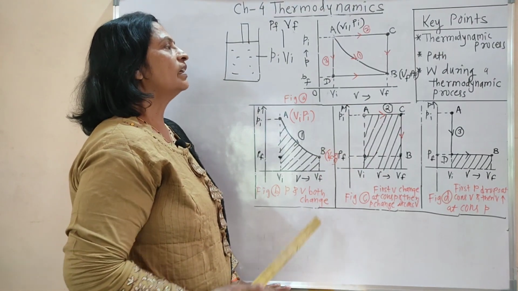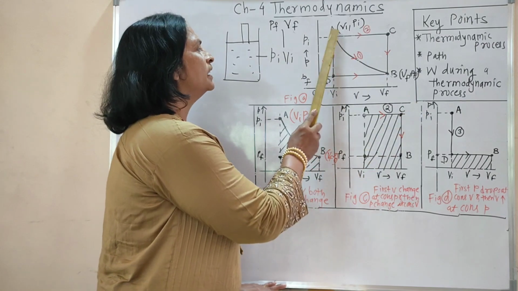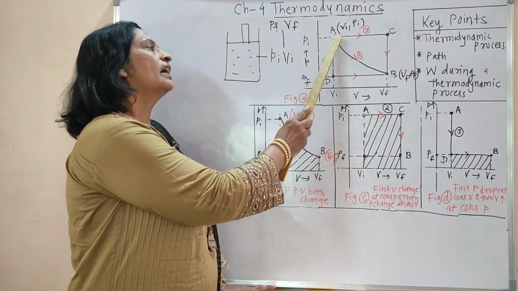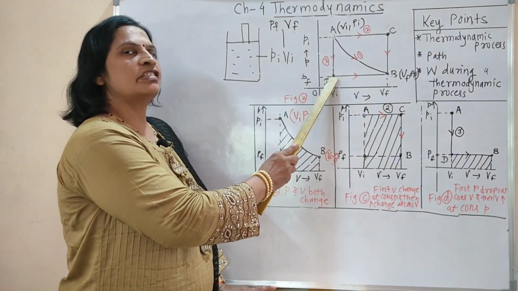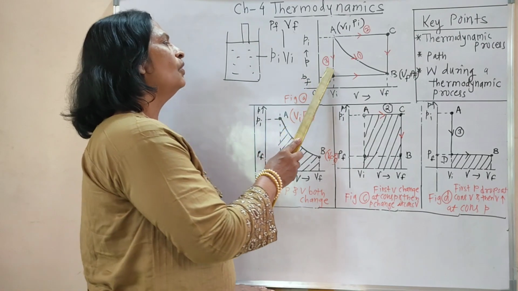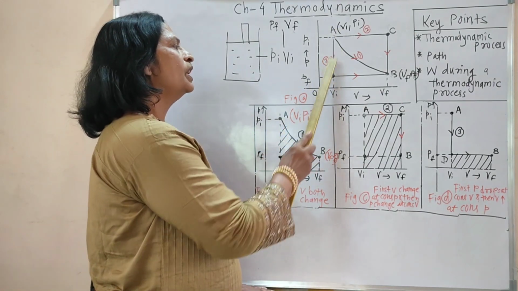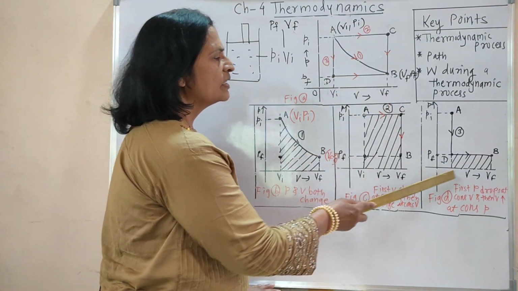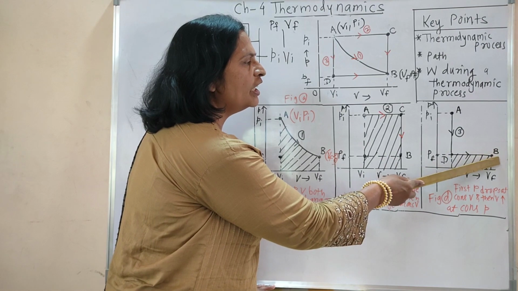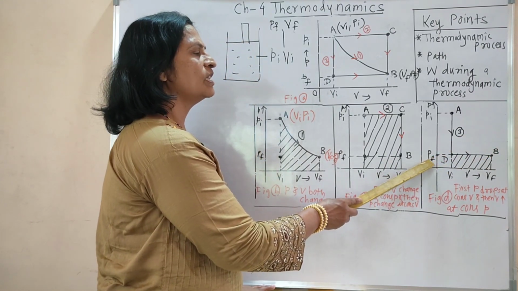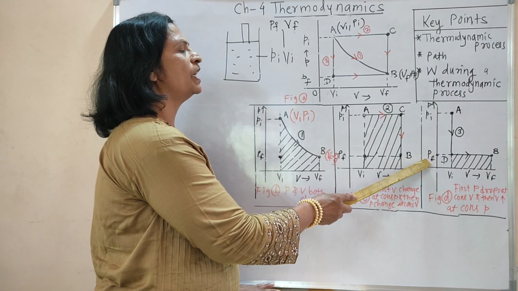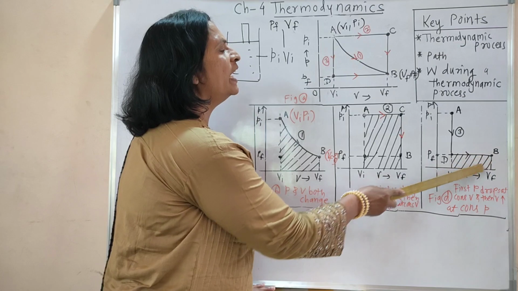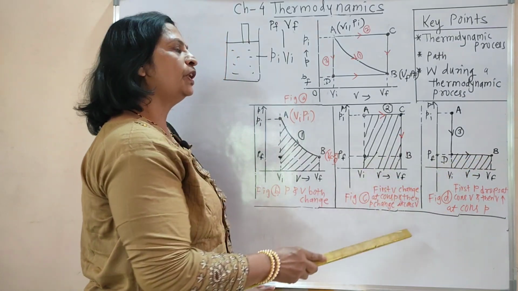Understood? Then consider third path. During the path A to D, the line is parallel to the y-axis. Again, volume remains constant, change in volume is 0, and therefore work done is 0. Means during path AD, work done is 0. But what happened during path DB? See this arrow? Volume goes on increasing, pressure remains constant. Pf is the pressure that remains constant, but volume goes on increasing. Means the shaded area gives you the positive work done.